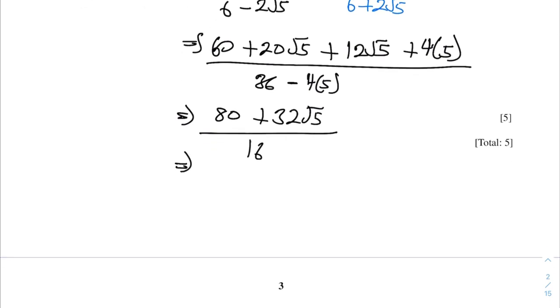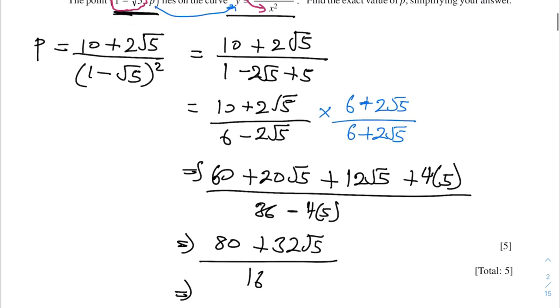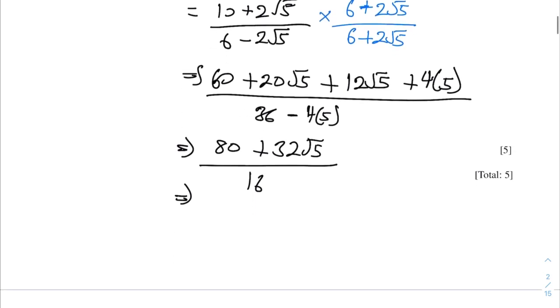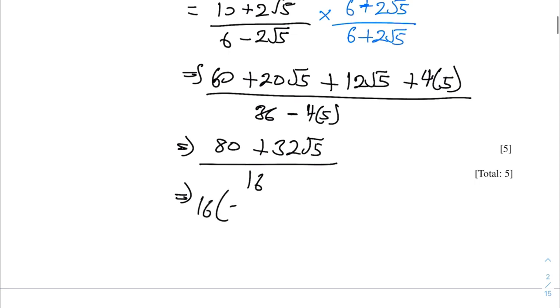Now, how do we proceed from here? You see, if you look at 80 and then 16 and then 32, I believe that there is a common factor here. Can we factor out 16? Can 16 go into 80? You can just try 80 divided by 16, and that gives me 5. So that means that 16 can go there. So I know I have 16 into bracket 5 plus. Now this 32, if I remove 16, I'm left with 2 there, and then I have root 5.